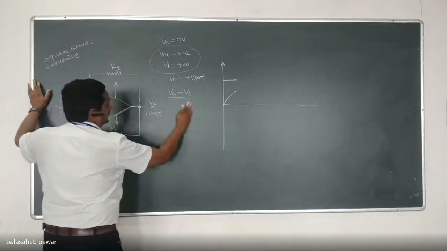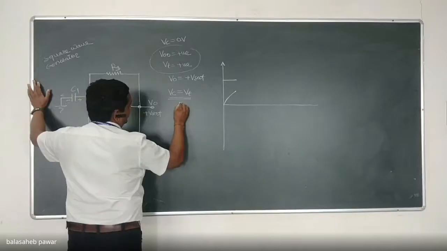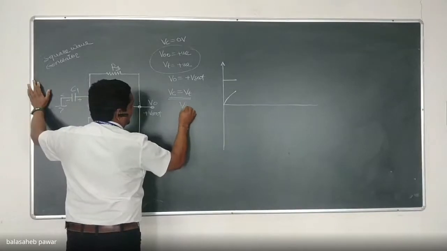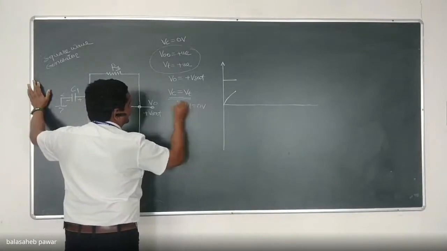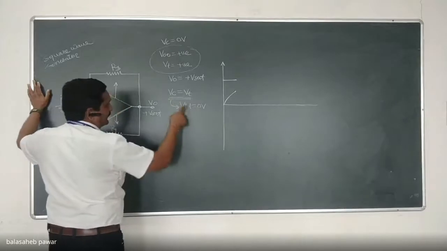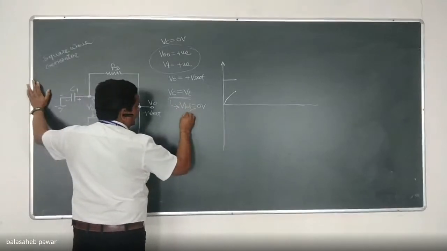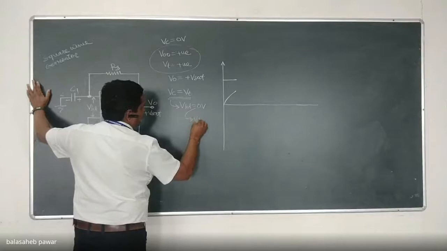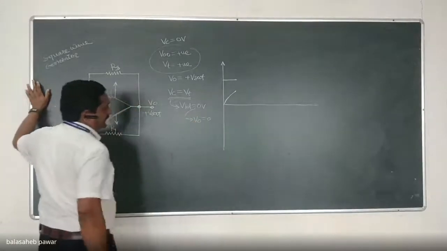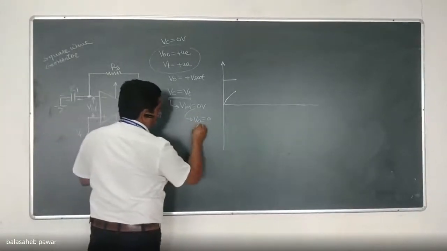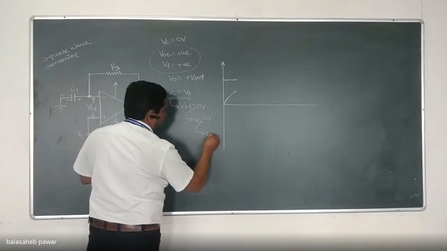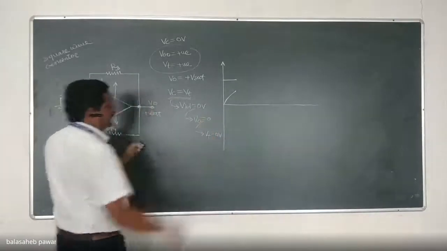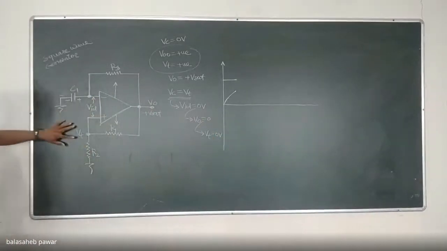Okay, I will write it like this so that you can note the flow properly. VID will be 0 volts, right? When VID is 0, then VO will become 0 volts. When VO becomes 0 volt, then VT will again be 0 volt. Correct?